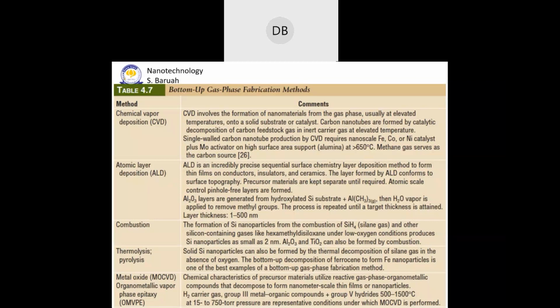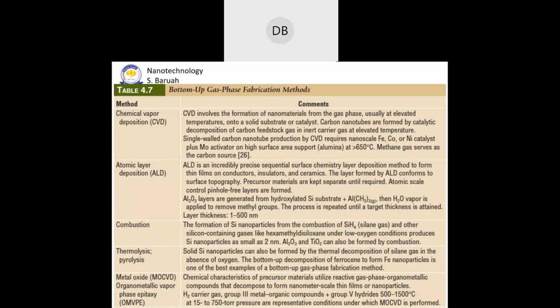So chemical vapor deposition is a very, very common process. The name itself says it: first you convert a chemical into a vapor form, and then you deposit it on some substrate where you want the nanoparticles.